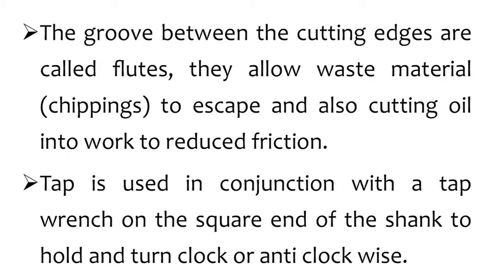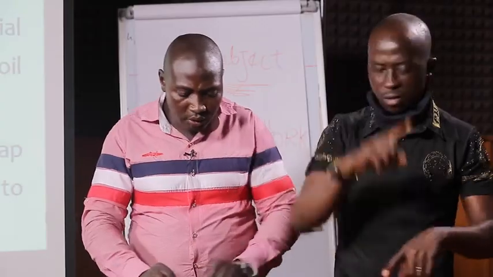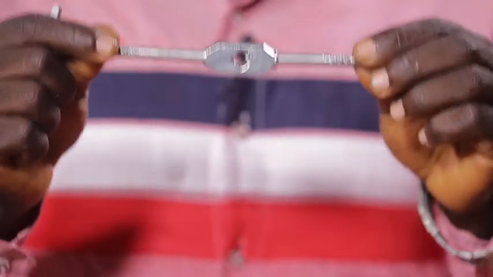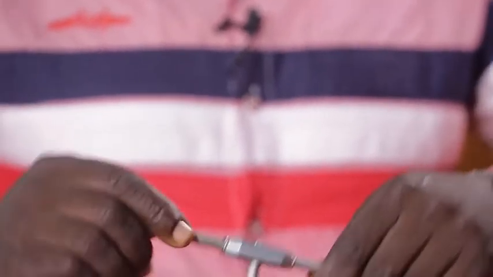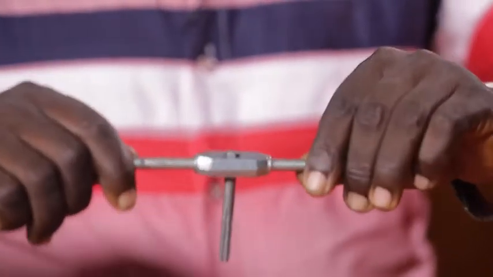Tap is used in conjunction with a tap wrench. Now, you cannot use a tap without what we call the tap wrench. This is the tap wrench. The tap is slotted into the square end of the tap wrench, and then you hold your tap this way.